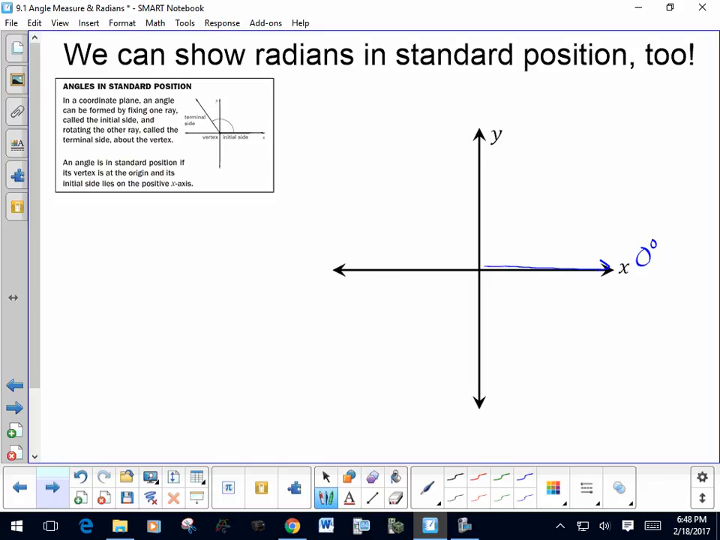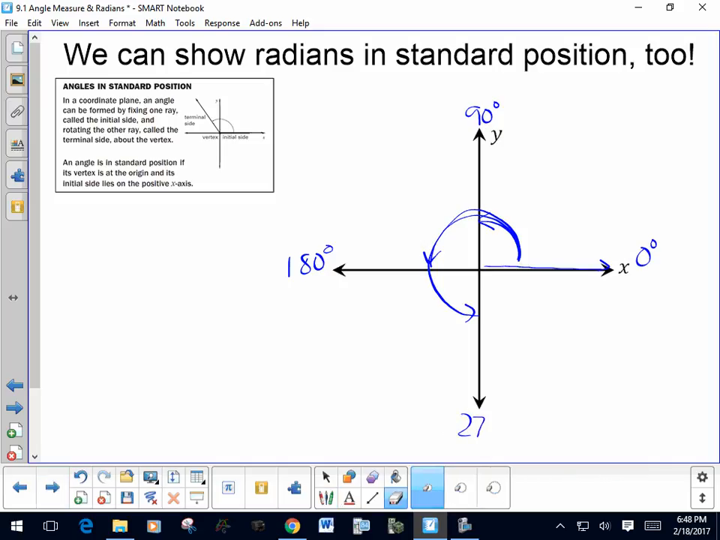So this is 0 degrees. So let's do the degrees first. If we rotate up to here, you all know that that's 90 degrees. If we rotate all the way to the other side of the x-axis, that is 180 degrees. If we rotate it all the way down to the negative y-axis, this would be, sorry, not negative, 270 degrees. And one full rotation, you know, in degrees is 360.